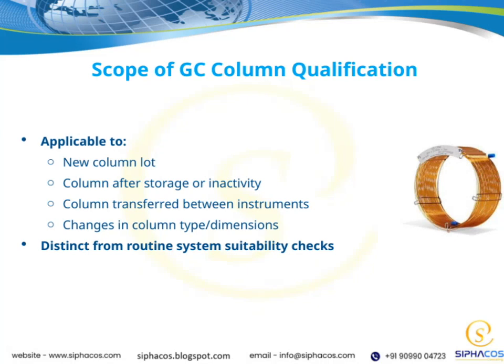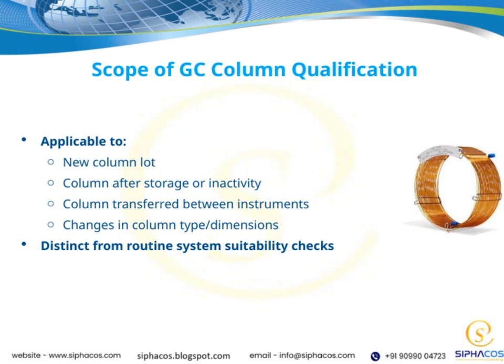Let's take a closer look at the scope of GC column qualification. This process applies in several key situations. First, when we introduce a new column lot, it's essential to verify its performance before use. Second, after a column has been stored for a period or has been inactive, qualification helps ensure it still meets our standards. Third, if a column is transferred between different instruments, qualification confirms it functions correctly in the new environment.